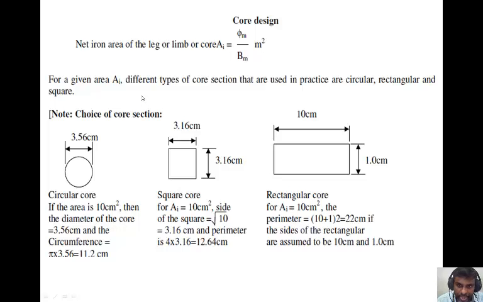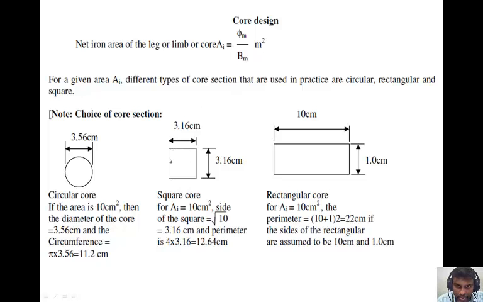For a given area, there are different types of core sections that are used in practice. At present, people are using circular, rectangular and square. If you see a circular core, for example, if the diameter is 3.56 centimeter, then the area is pi d square by 4, and the circumference is pi into d. That is, with d as 3.56 centimeters, it equals 11.2 centimeters.